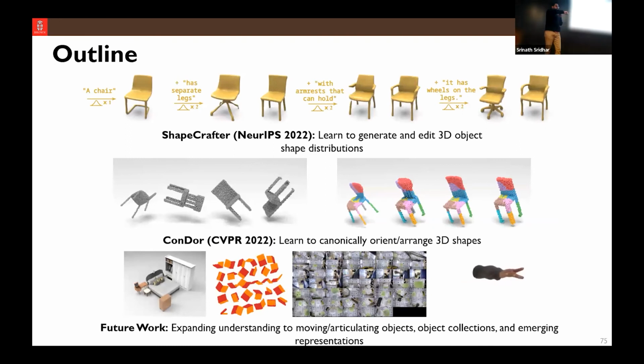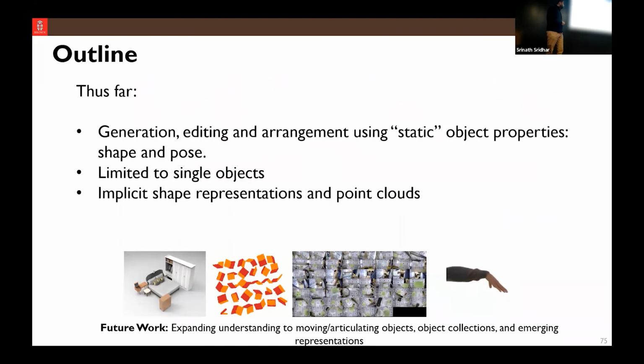All right, so maybe in the last couple of minutes, what I'm going to do is talk a little bit about where do we go from here. I mean, this is still a very far cry from how I motivated this talk in terms of building robots that can understand objects better, but we still have a long way to go. And I can talk a little bit about some of the work that we're doing in my lab on trying to address some of these emerging challenges. In particular, what I've talked about so far focuses on generation, editing, and arrangement of static object properties. So primarily shape and the pose of objects. So that's what I've focused on so far.